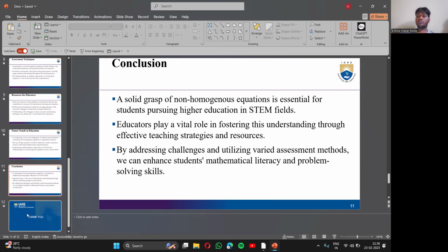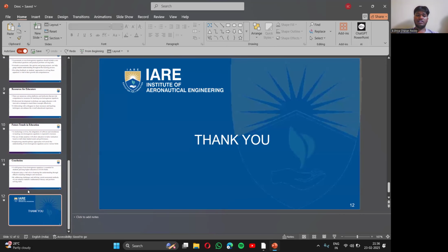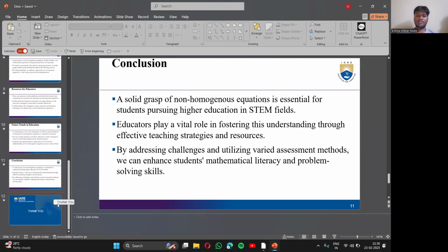And coming to the conclusion, a solid grasp of non-homogeneous equations is essential for students pursuing higher education in the STEM fields. Educators play a vital role in fostering this understanding through effective teaching strategies and resources. By addressing and utilizing varied assessment methods, we can enhance students' mathematical engineering skills, mathematical literacy, and problem solving skills.